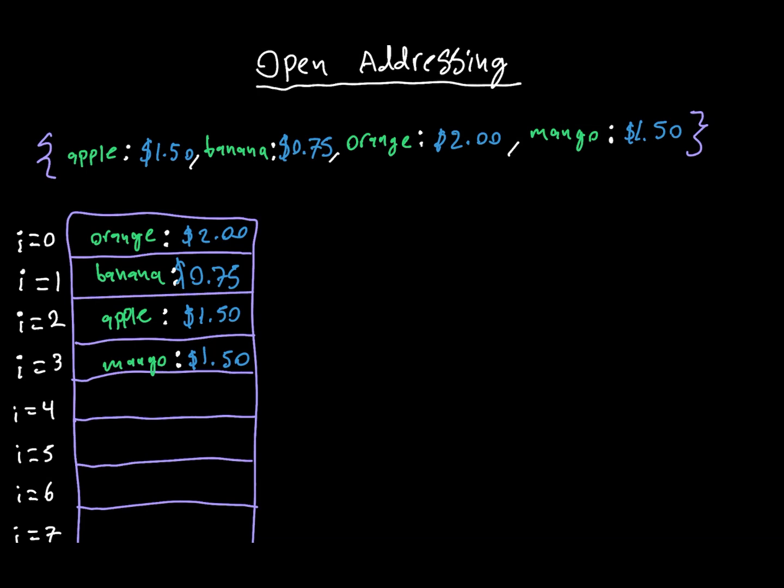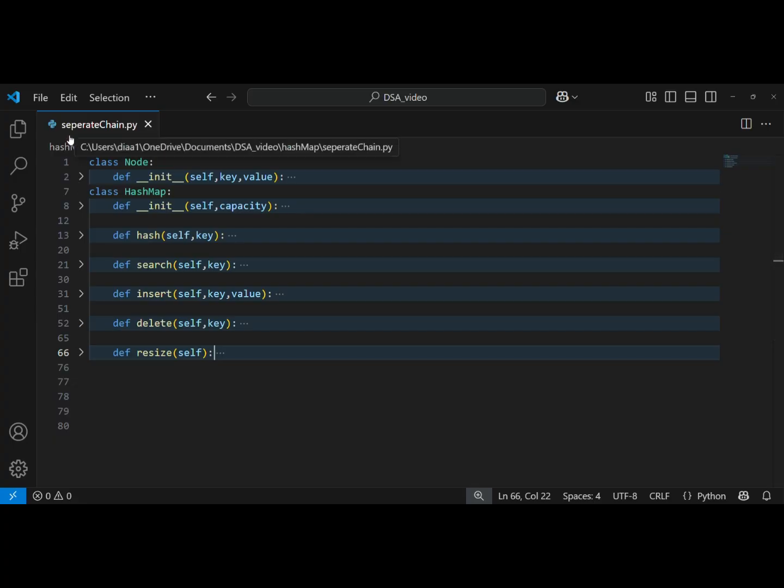Let's go over the implementation for a hash map using separate chaining as a response to collisions, right?